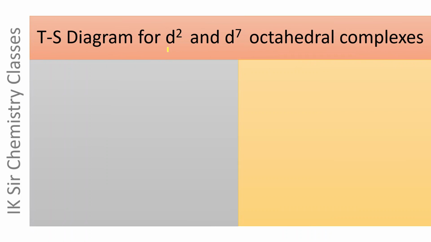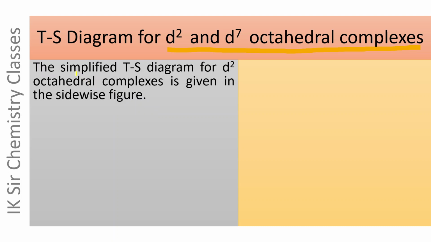TS diagram for D2 and D7 octahedral complexes. The simplified TS diagram for D2 octahedral complexes is given below. The TS diagrams are quite complicated, but for beginners, simplified TS diagram is more useful and it can be understood easily than the complicated TS diagrams. Here in the sidewise figure, simplified TS diagram for D2 octahedral complexes has been given.